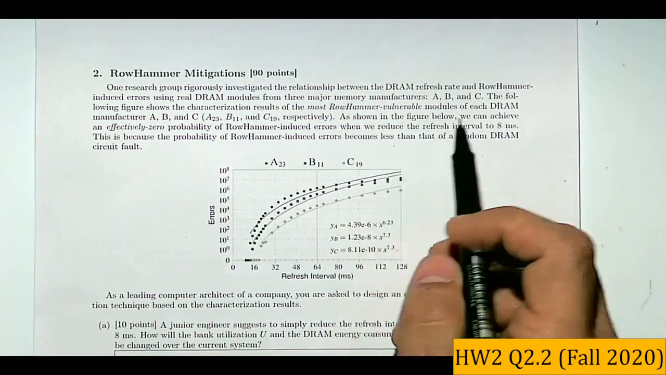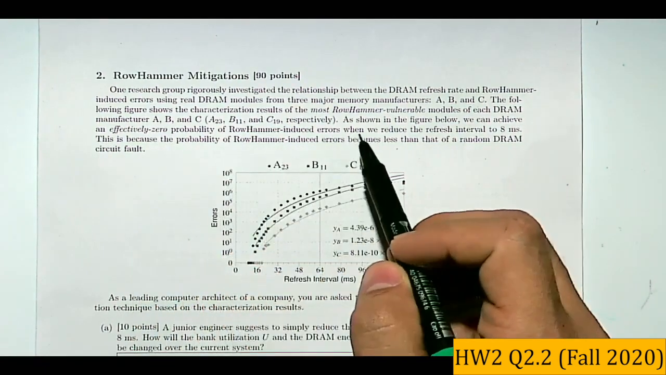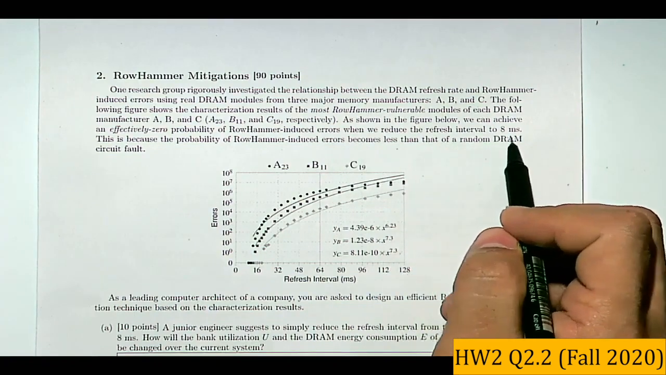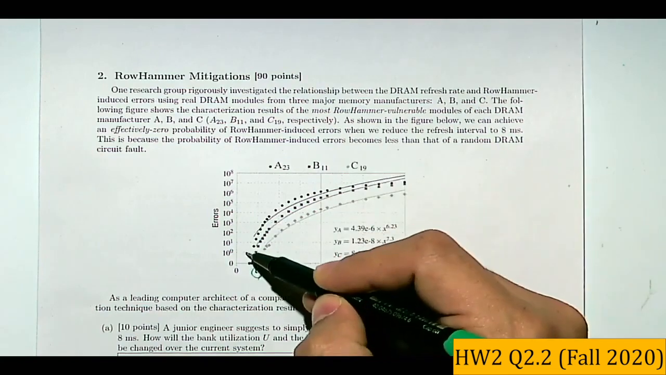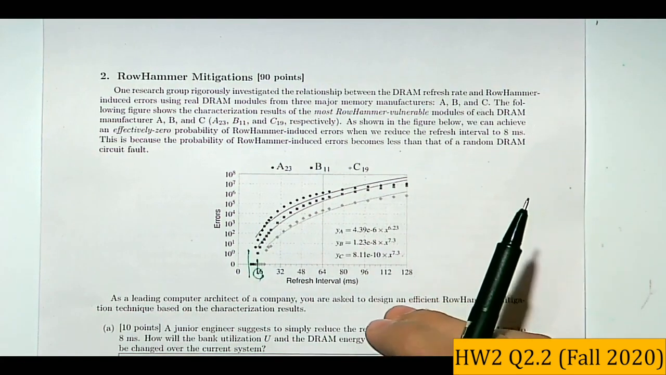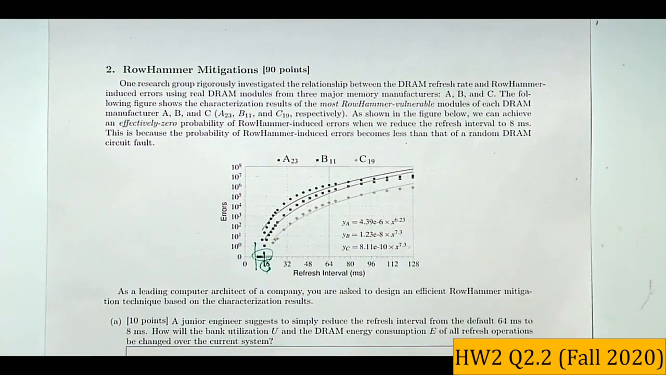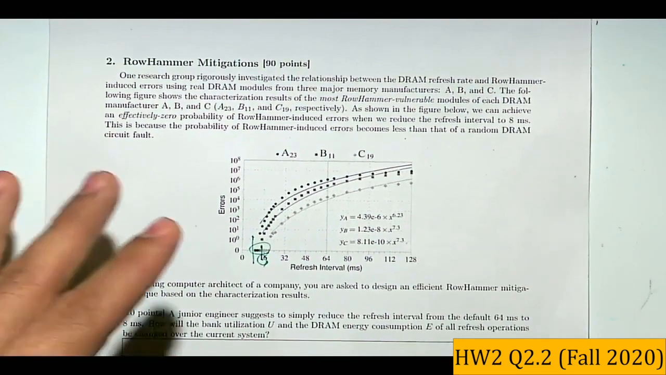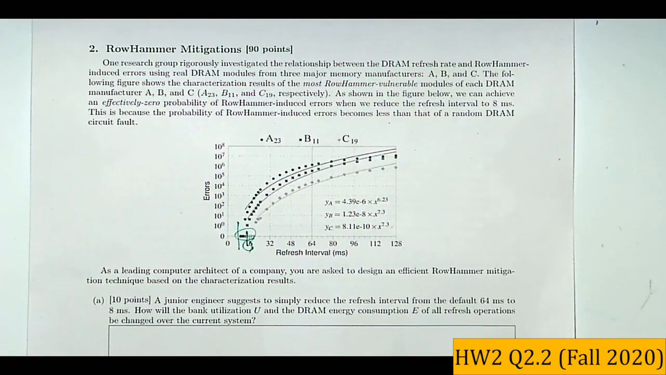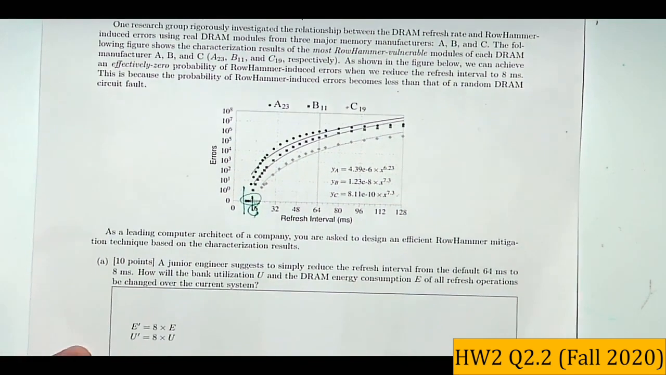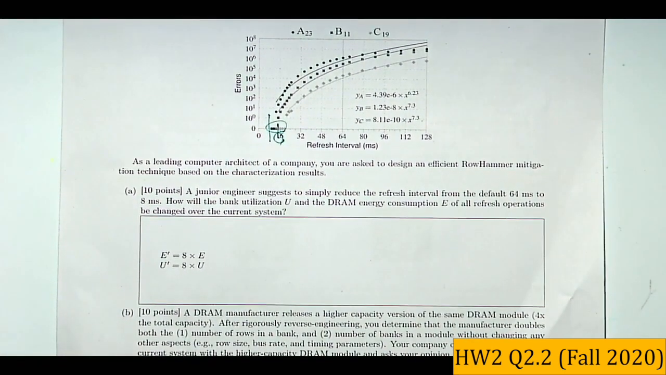And as shown in this figure, we can achieve an effectively 0 probability of RowHammer induced errors when we reduce the refresh interval to 8 milliseconds. So here is 16 millisecond, and before we reduce the refresh interval to 8 milliseconds, the errors of all modules are close to 0. This is because the probability of RowHammer induced error becomes less than that of a random DRAM circuit fault.